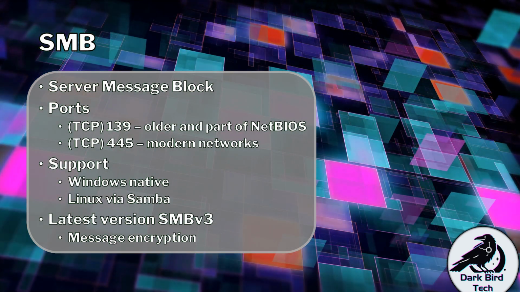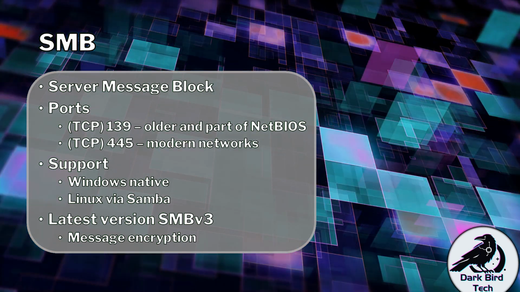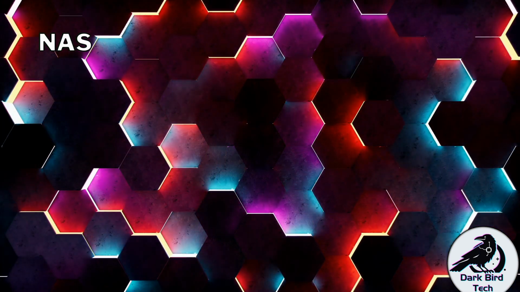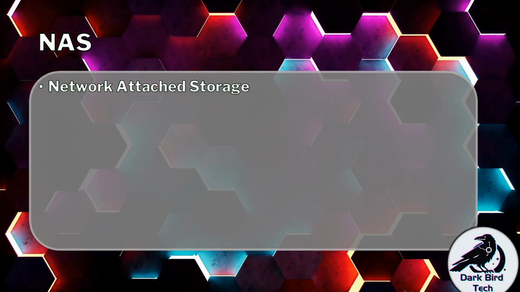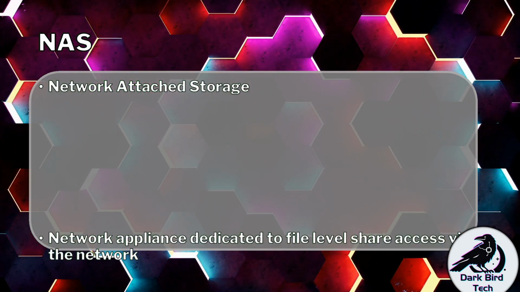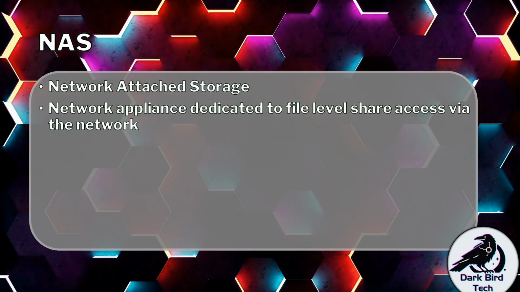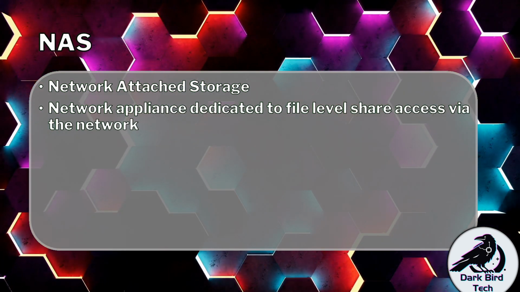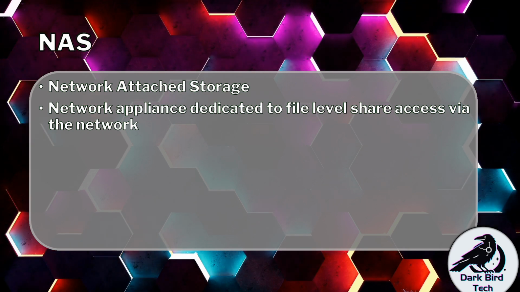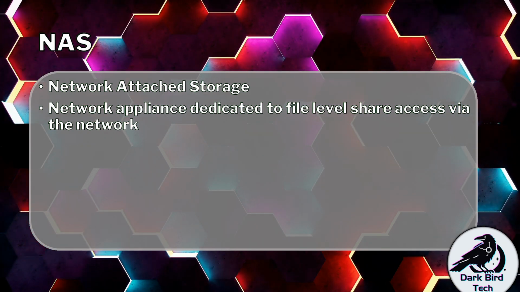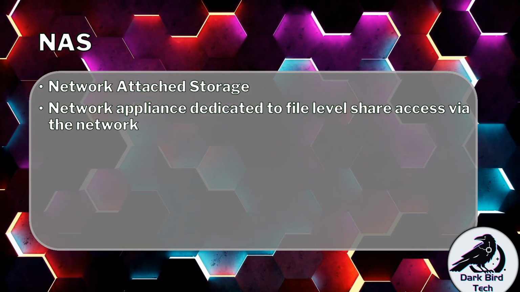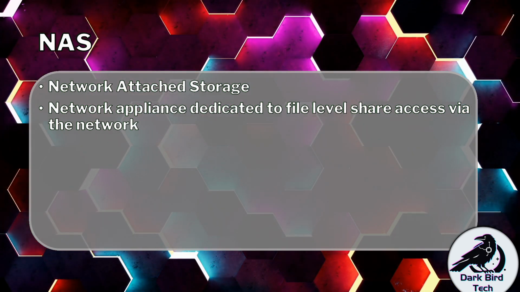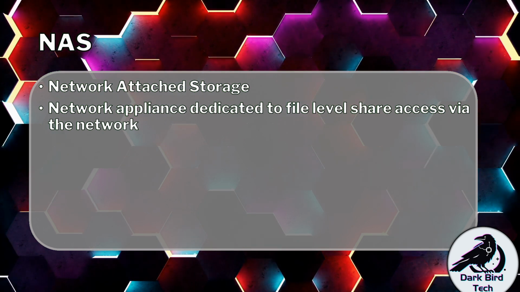Now, another interesting way to approach file storage in modern networking is to use network attached storage, or a NAS device. Now, with network attached storage, what we have is a network appliance that is dedicated to providing file level share access to the network. Now, when we say file level, what this means is you can see the files, even the folders or directories that they're being held in, but you do not see the actual physical disk.